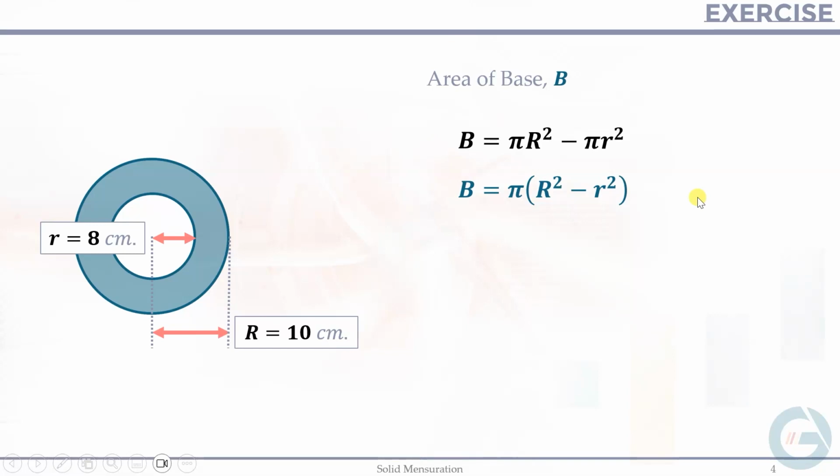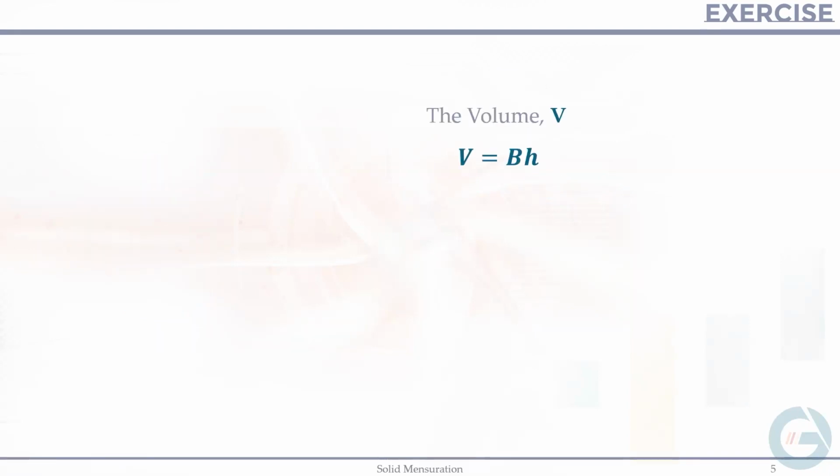Okay, let's plug in the value. We have the area of base equals pi times the outer, which is 10 squared, minus the inner, which is 8 squared. And this will give us 36 pi square centimeters. So that is the area of the base of this hollow cylinder. So next is the calculation for the volume. So we'll be using this general equation. Volume equals area of base times height.